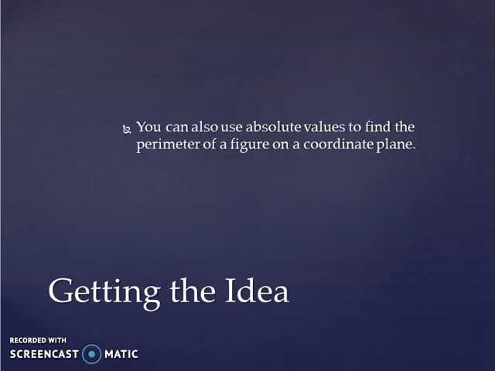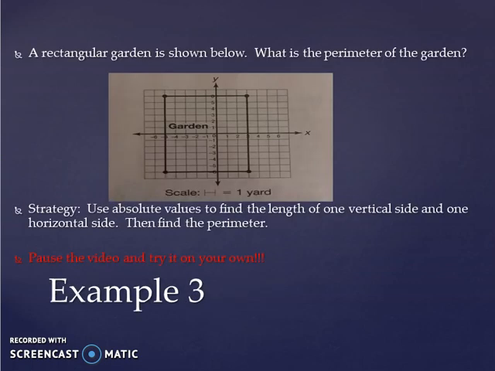We can also use absolute value to find the perimeter of a figure on the coordinate plane. So that's where we're going to go next. We're going to see what we can do with absolute value in finding perimeter. A rectangular garden is shown below. What is the perimeter of the garden? So the strategy I want you to use is absolute value to find the length of one vertical side and then one horizontal side, and then find the perimeter. Pause the video and try it on your own first.